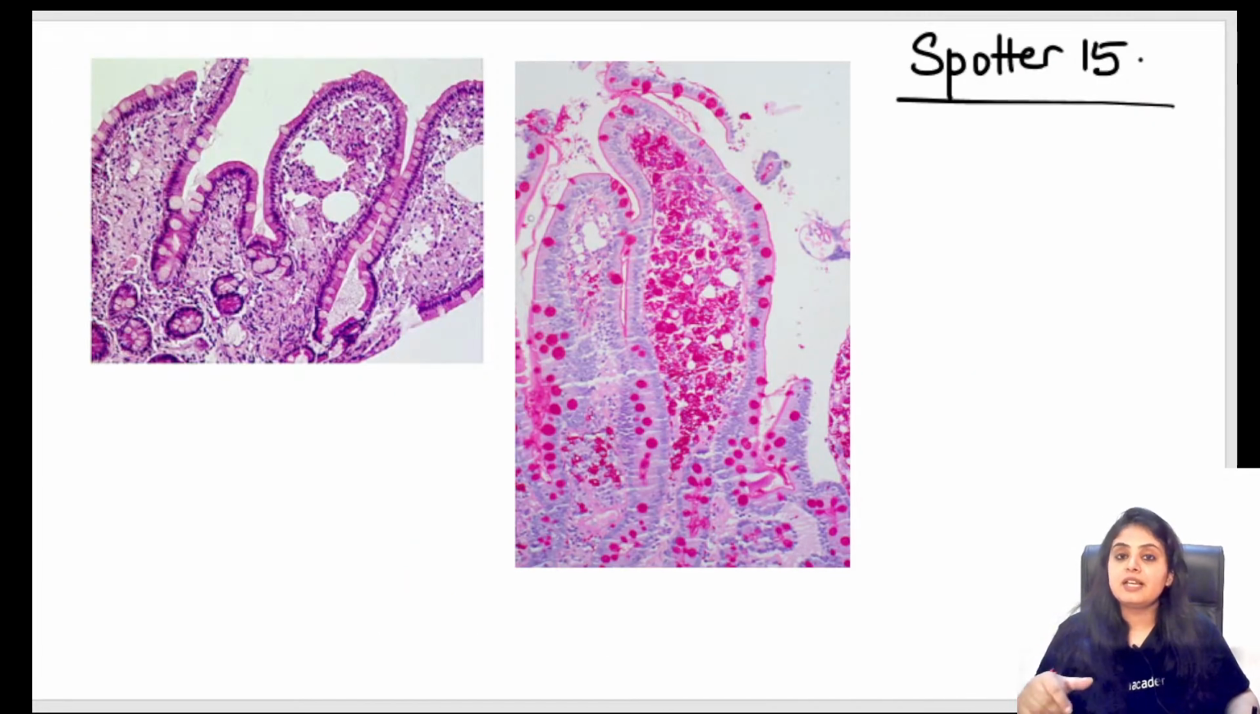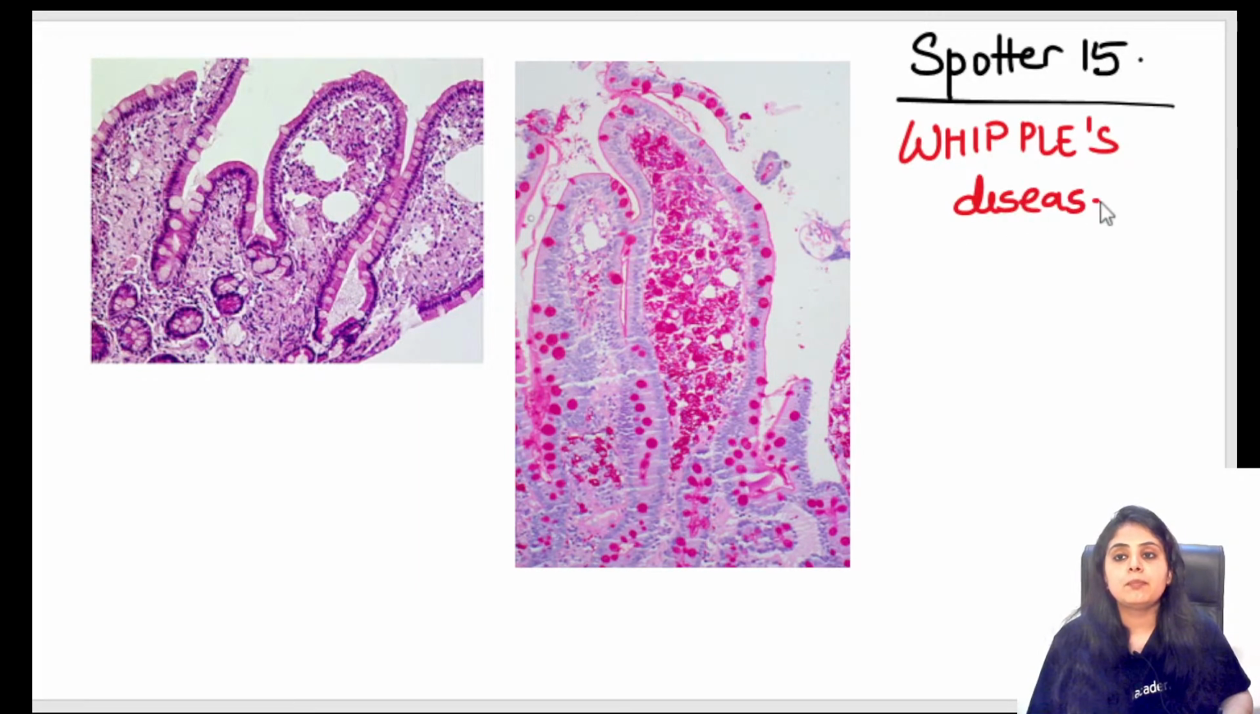Spotter 15. Meanwhile, I saw many of you give me right answers. I was expecting right answers. So obviously everyone's given me the right answer, Whipple's disease. Why am I discussing this? Because there are some things we read in the textbook, but we don't apply those things. So I want you to apply that.